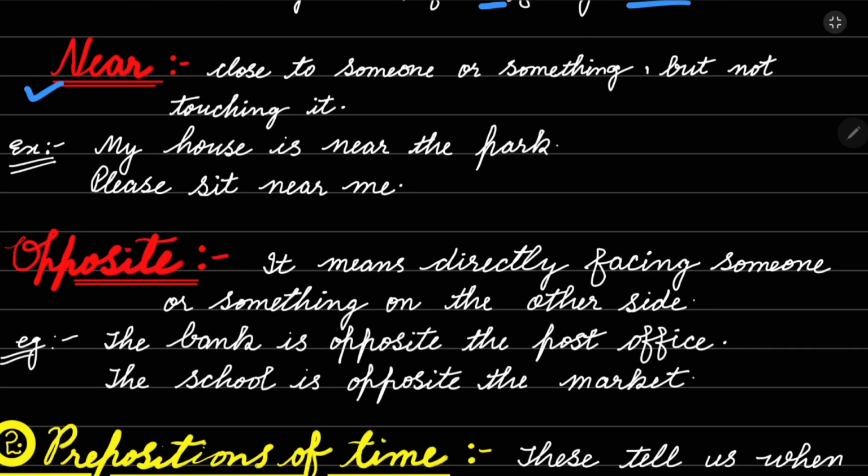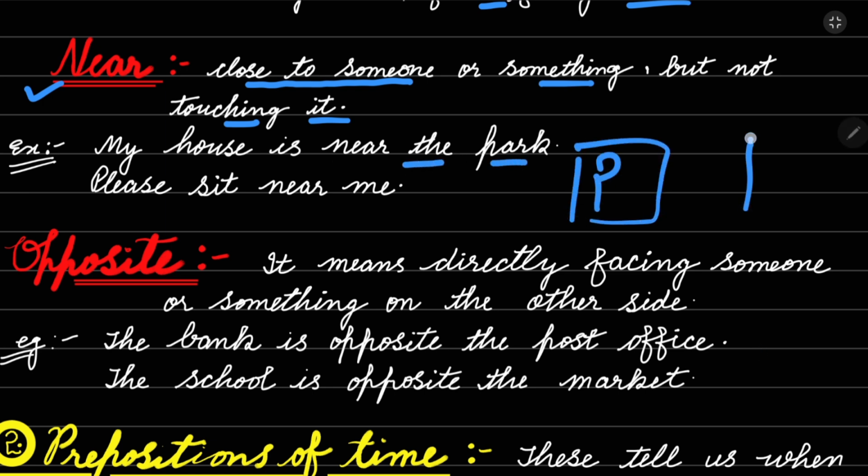Next is near. Near means too close to someone or something but not touching it. For example, my house is near the park. Here is the park and this is my house, then I will say my house is near the park. They are not touching. Next, please sit near me.